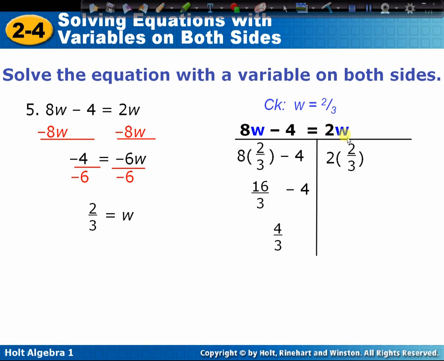2W, instead of the W, we put in 2 over 3 and multiply it times 2, and again we get 4 over 3. So the left-hand side has 4 over 3, the right-hand side has 4 over 3. Since those match, we are correct. Again, please make sure that you have the work and the check written down before you move on.